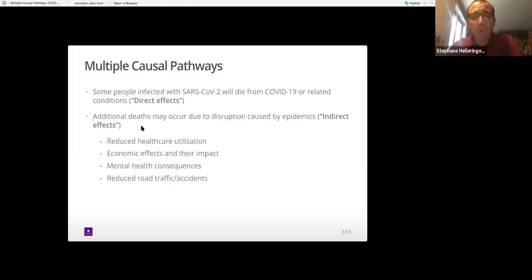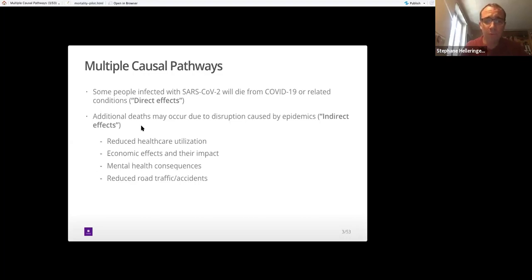So there are multiple causal pathways through which an infectious disease and a pandemic like COVID-19 might impact population health and mortality. One is through direct effects. That's basically to say that some people will get infected with the virus and will ultimately die from COVID-19 or a related condition. But there are also additional deaths that may occur due to disruption caused by epidemics and pandemics. And these are usually classified under all the indirect effects that these pandemics might have.